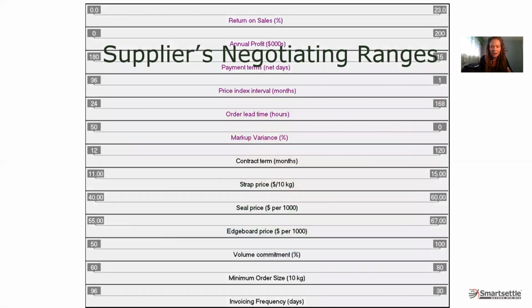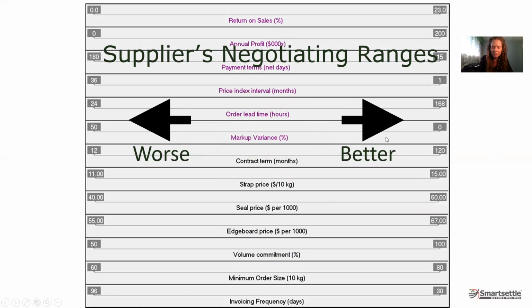So we're going to look at this negotiation mainly from a supplier's point of view. So you're looking at a screenshot of Smartsettle Infinity here, and the way we organize things there is that supplier's best outcome is going to be on the right, and on the left-hand side is going to be the worst outcome.